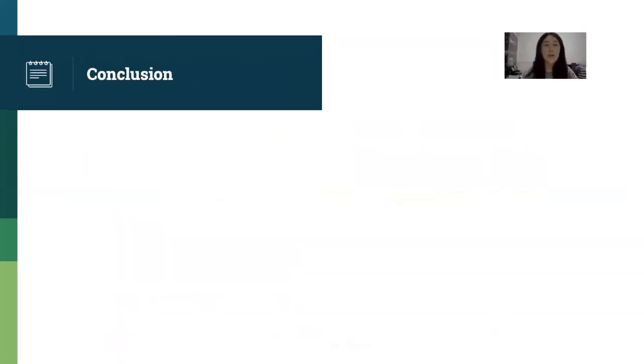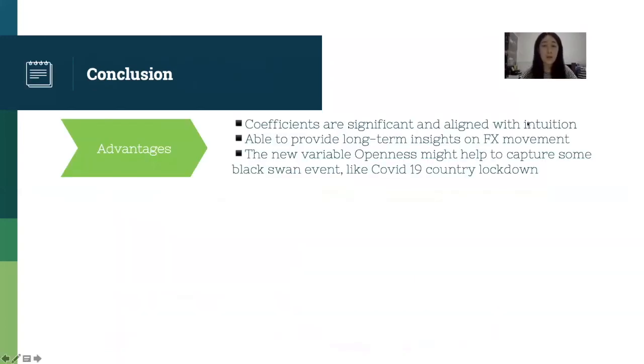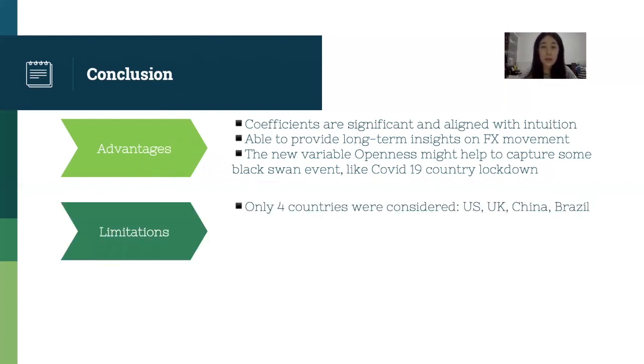Thanks, Yuxuan. There are some advantages in our model. The coefficients are significant and aligned with our intuition. The model is able to provide long-term insights on FX movements. Compared to the bear model, we introduce a new variable, openness, which could help to capture some black swan events like COVID-19 country lockdown. There are still some limitations for this model.